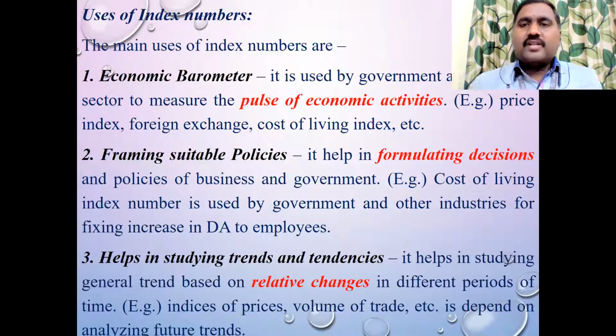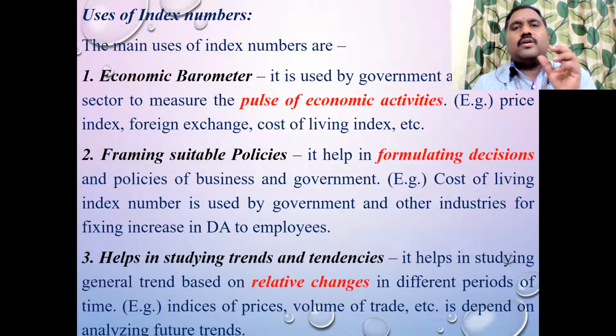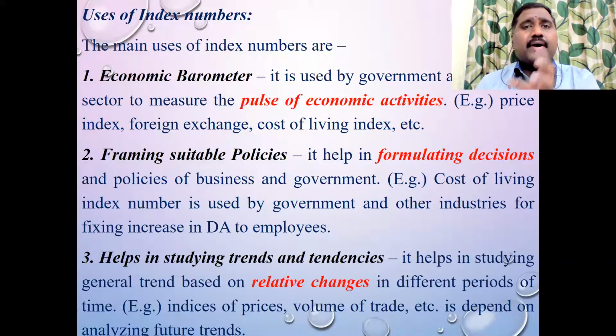I told you where all index numbers are used. The first one is the economic barometer. You know what a barometer is, right? If you've studied physics or chemistry, you will know. A barometer is used to measure pressure, like in laboratory experiments. Here, this index number acts as the economic barometer.